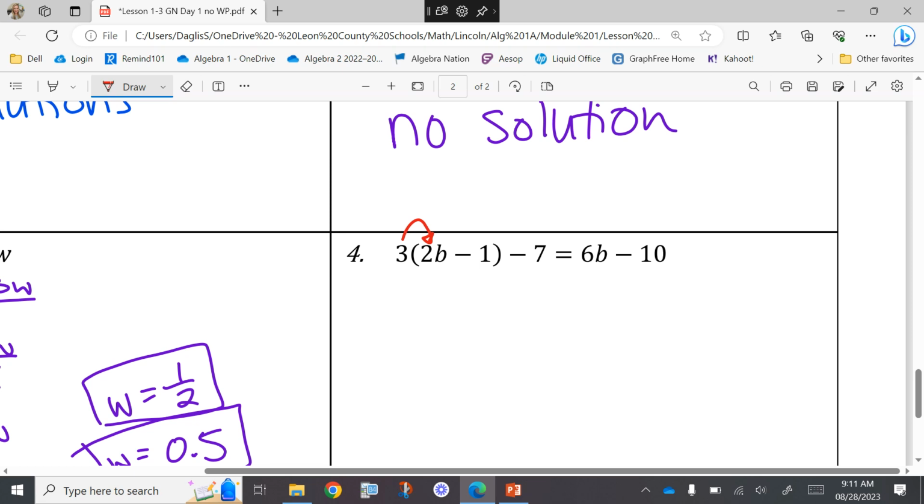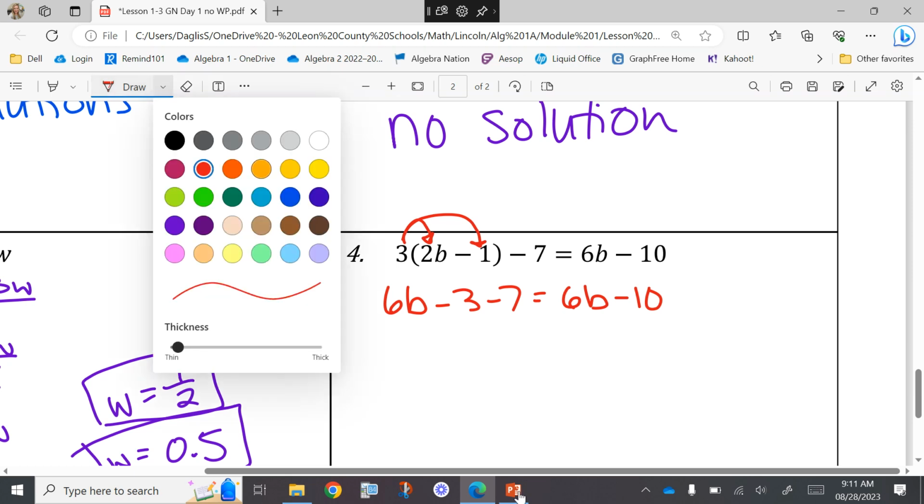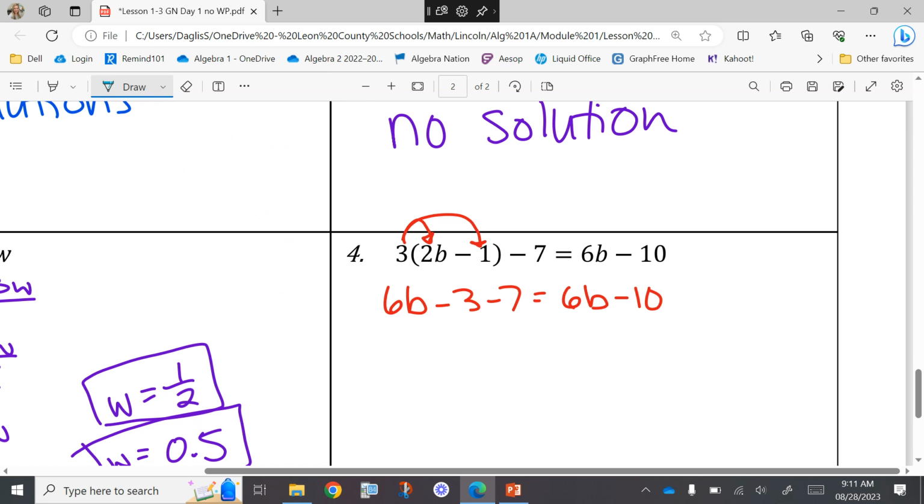3 times 2b equals what? 6b. And 3 times negative 1 is negative 3. I still have minus 7 over here. We're equal to 6b minus 10. Now what do we want to put together? Okay, parentheses is gone. Is there anything that I can combine maybe? Not yet. Hold on. Yeah, negative 3 minus 7. Those were two constants, right? I can combine like terms. What is negative 3 minus 7? Negative 10. There we go.